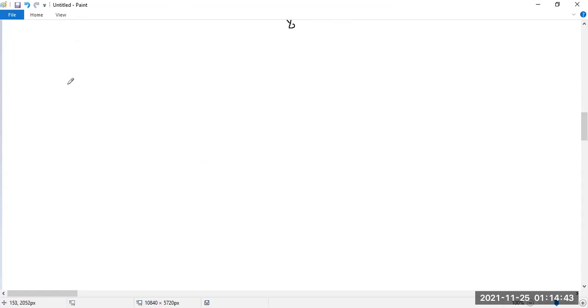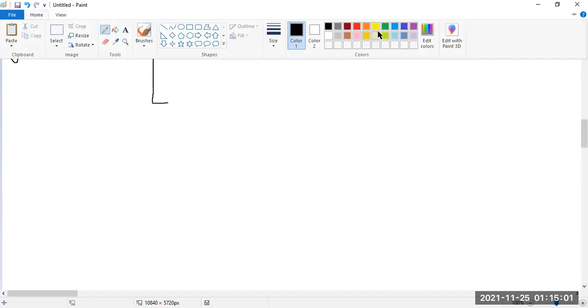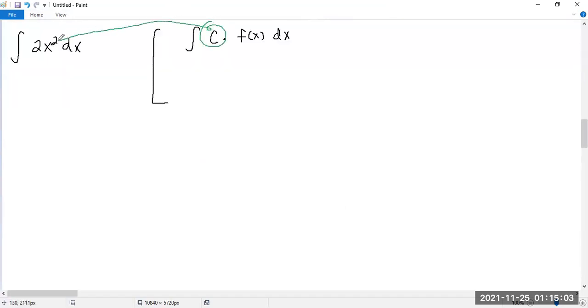Now, I've actually only covered the power rule, but what if we had something of the form, let's say 2x squared? What would we do in this case? Well, the rule that we want to remember is that if we're taking the integral of a constant multiplied by a function. Now, in this case, this is the constant. This is the function. So how exactly would I take the integral of this?